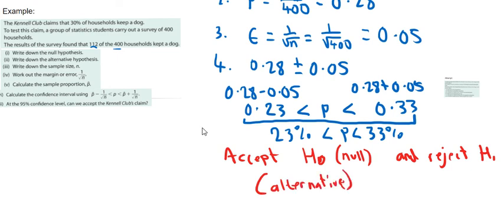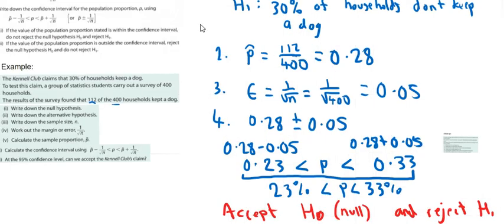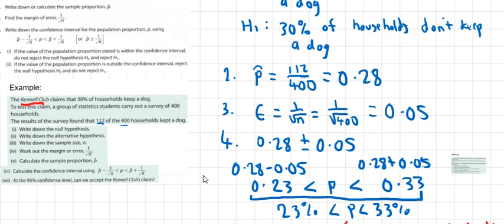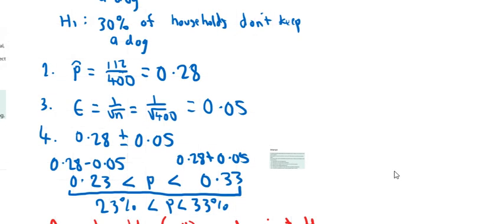So we're basically saying that the claim the Kennel Club made is correct, because it's in the confidence interval.